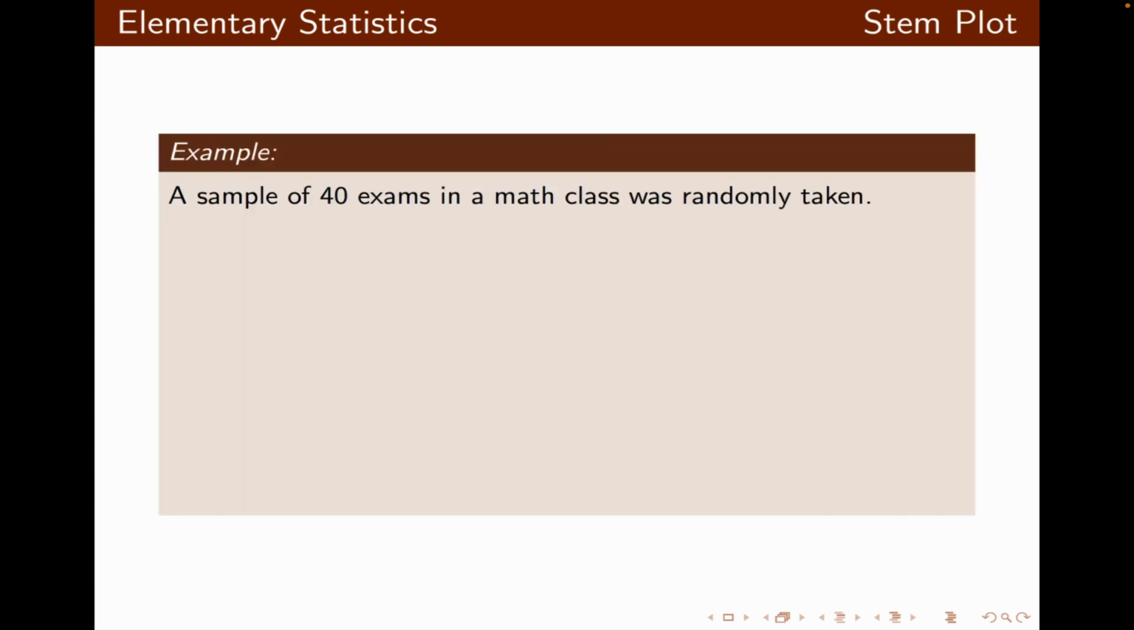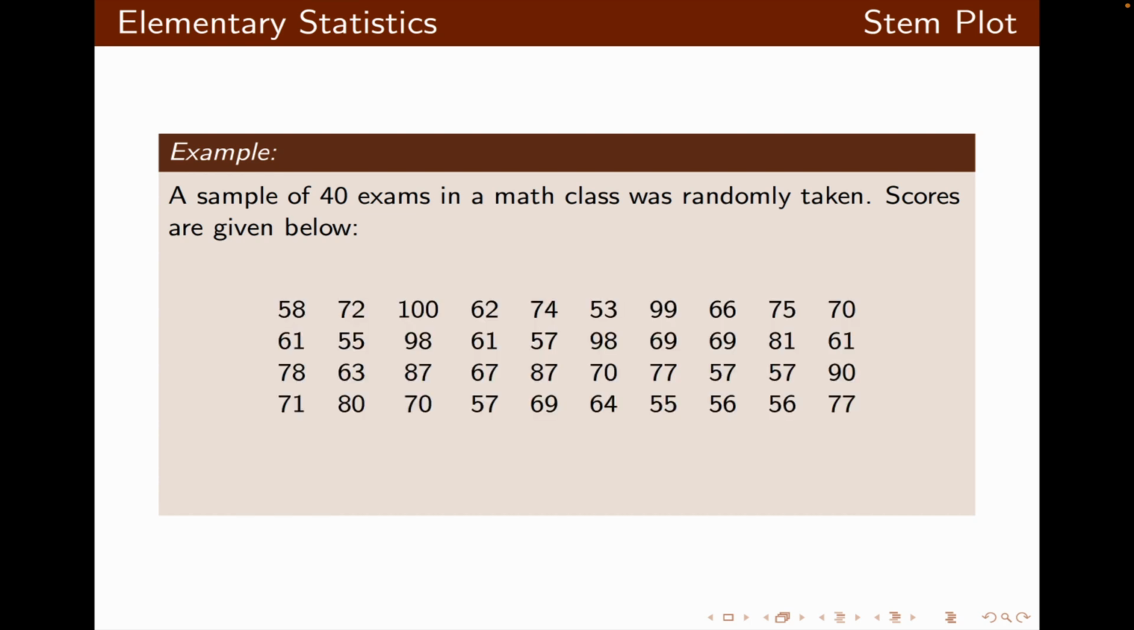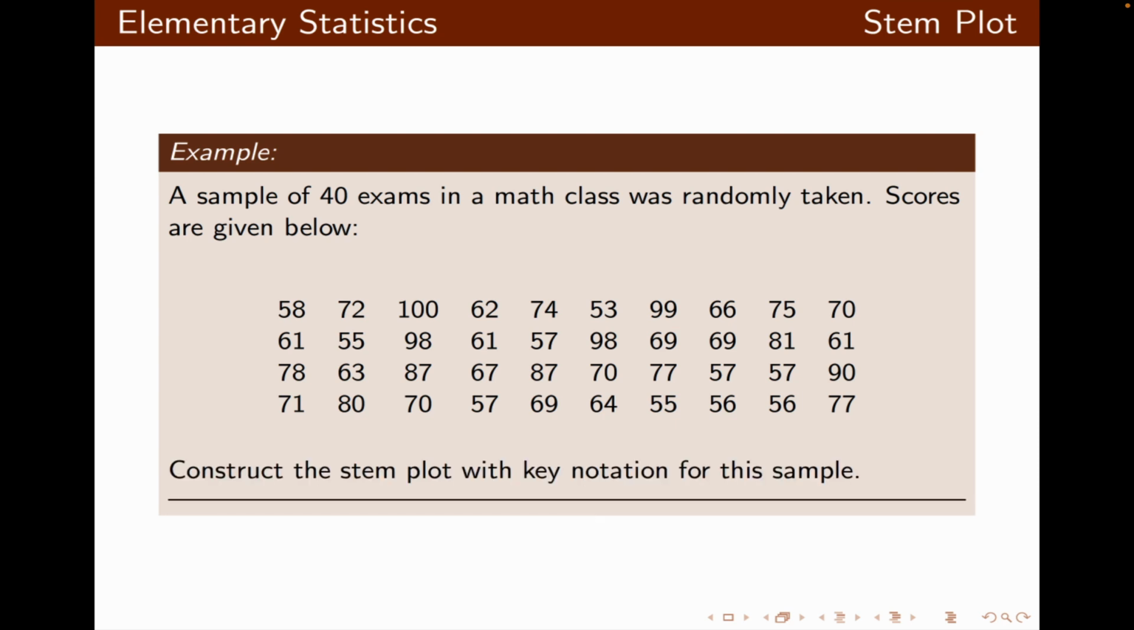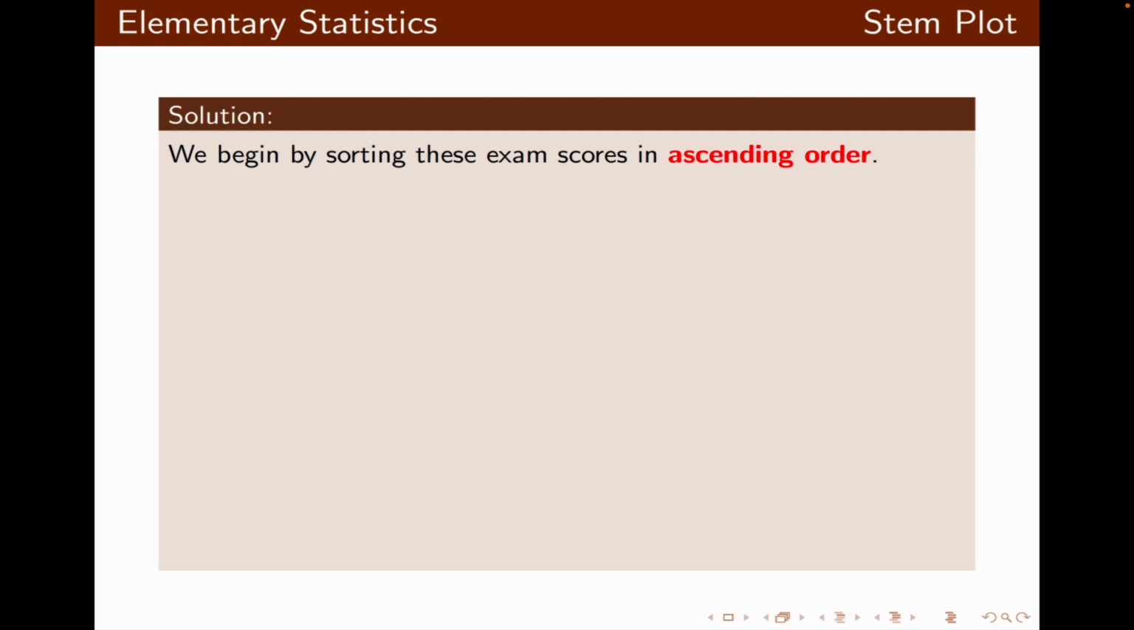A sample of 40 exams in a math class was randomly taken. Scores are given below. We want to construct a stem plot with key notation for this sample. So we first begin by sorting these exam scores in ascending order, from smallest to largest.